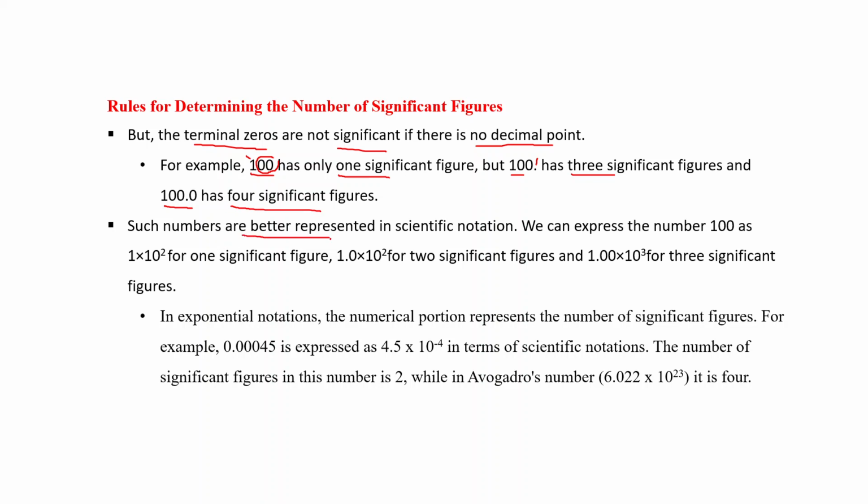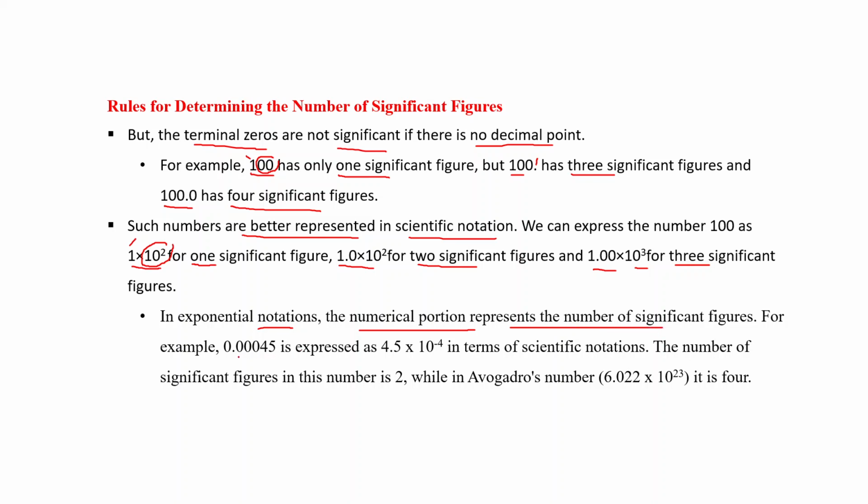Such numbers are better represented in scientific notation. That's why 100 can be represented like this: 1 into 10 to the power 2. It has 1 significant figure. The exponent term is not considered for counting the significant figures. 100 can also be written as 1.0 into 10 to the power 2, which has 2 significant figures. 100 can also be written as 1.00 into 10 to the power 2, that is 3 significant figures. In exponential notation, the numerical portion represents the number of significant figures.